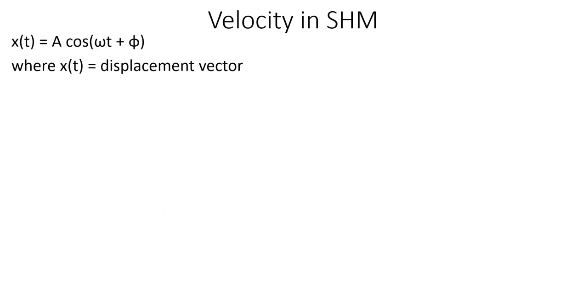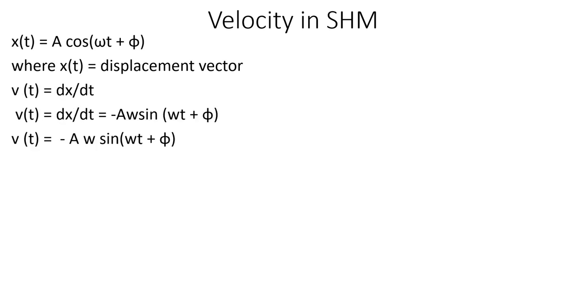Now we will discuss the velocity of a particle executing simple harmonic motion. To get an expression for the velocity, we start from the expression for displacement. Displacement is given by A cos(omega t plus phi). x is the displacement vector. Velocity can be written as dx by dt.